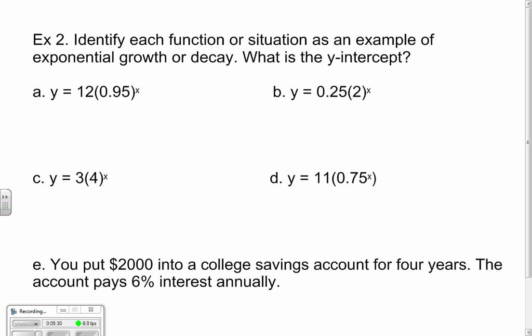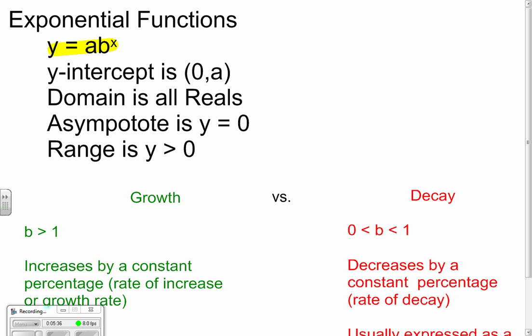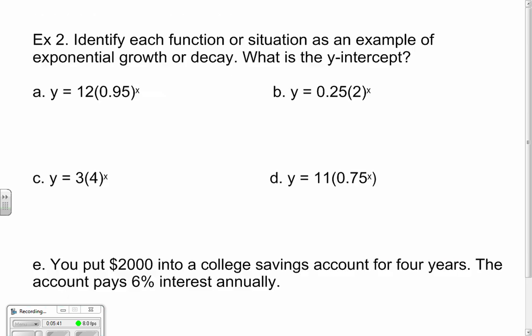So if you take a look at example 2, they want you to identify whether it's a growth or a decay, and they want the y-intercept. And again, the growth or decay factor comes from whatever is being raised to x. So if you look at letter A, the value being raised to x is 0.95, and that's between 0 and 1. So this is actually a decay.